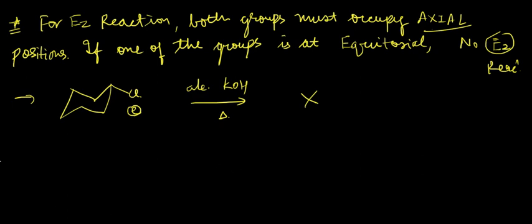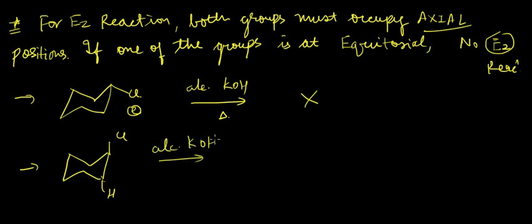Okay, but on the other hand, if we have something like this, where H and Cl both are on axial positions, obviously on alternate carbons or adjacent carbons, in presence of heat, then we would have the alkene formation via E2 mechanism.